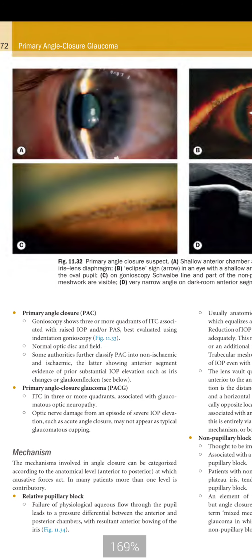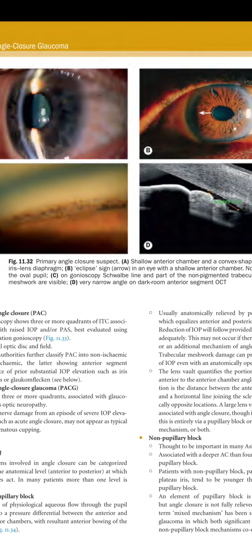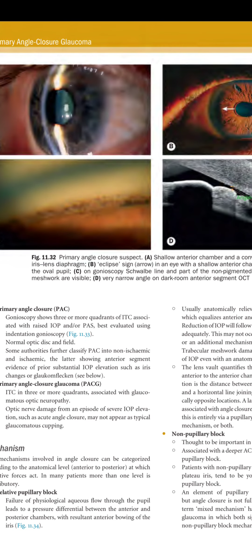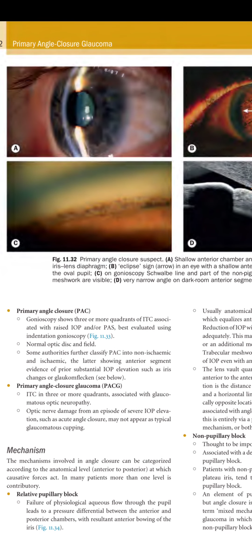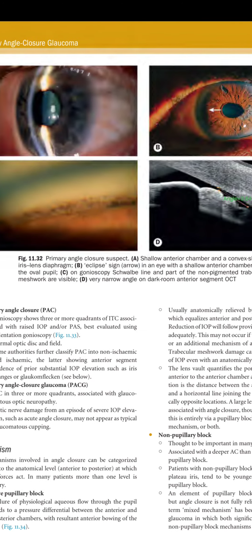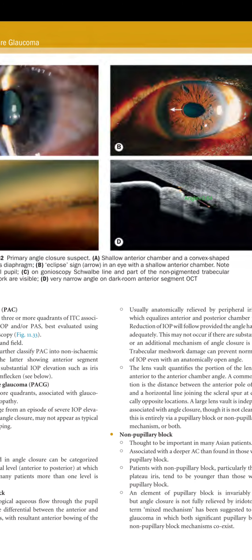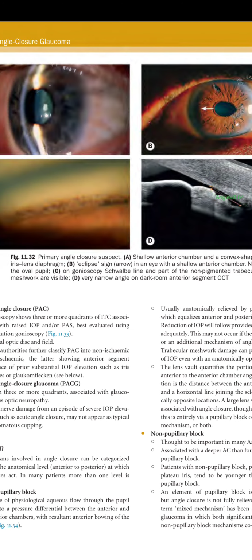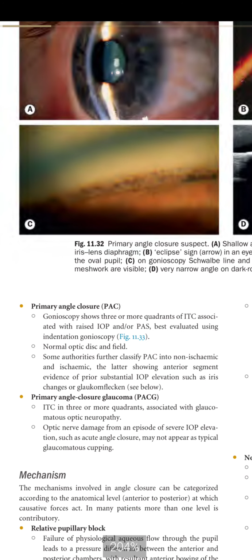So this is showing a gonioscopy. C is showing gonioscopy, where Schwalbe's line and a band of pigmented trabecular meshwork are visible. So you can see here is Schwalbe's line and this is the pigmented trabecular meshwork. And D is showing a very narrow occludable angle on dark room anterior segment OCT. So very narrow angle.